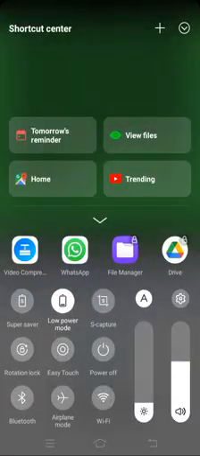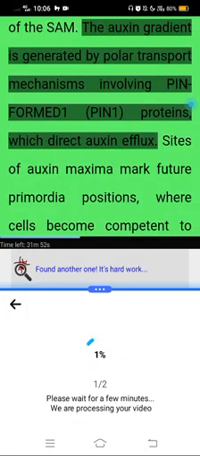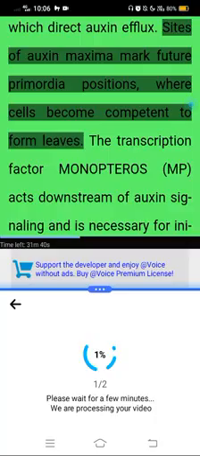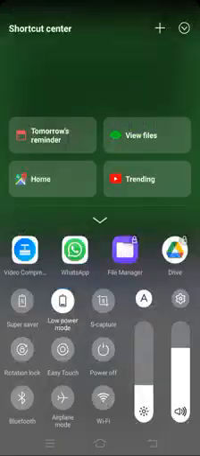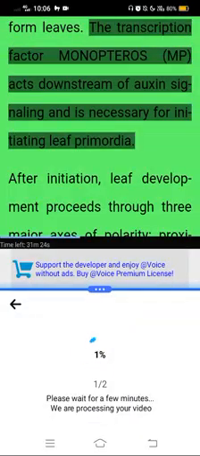Leaf initiation occurs through a process known as phyllotaxy, which is determined by localized accumulation of auxin maxima in the periphery of the SAM. The auxin gradient is generated by polar transport mechanisms involving PIN1 proteins, which direct auxin. Sites of auxin maxima mark future primordia positions, where cells become competent to form leaves. The transcription factor MONOPTEROS, MP, acts downstream of auxin signaling and is necessary for initiating leaf primordia.